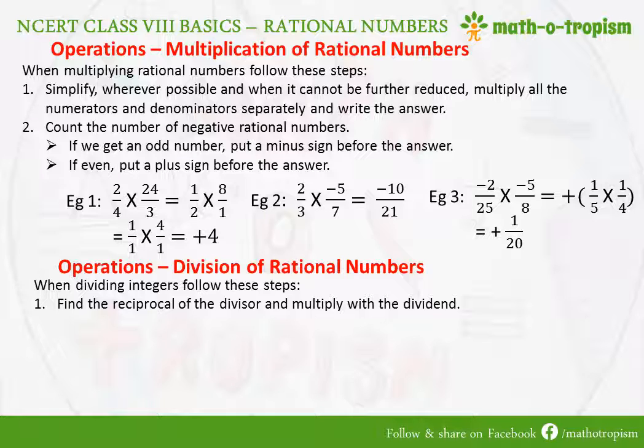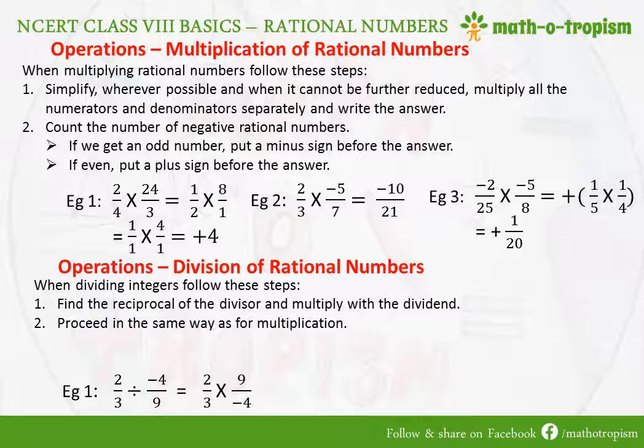So here let us take an example of 2 by 3 divided by minus 4 by 9. What do you mean by reciprocal of the divisor? Which is the divisor here? Here the divisor is minus 4 by 9 and the dividend is 2 by 3. So 2 by 3 will remain the same and the division symbol will become multiplication, and we have to write the reciprocal of the divisor. So it becomes into 9 by minus 4.